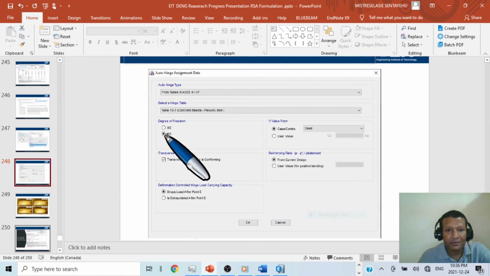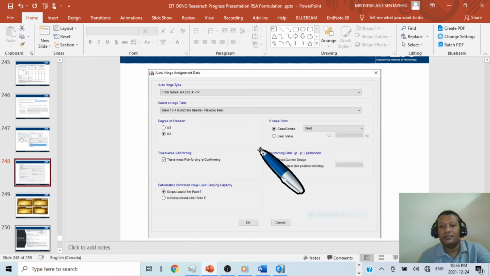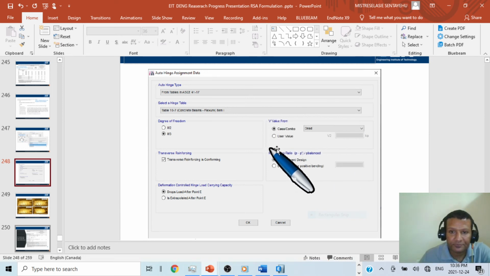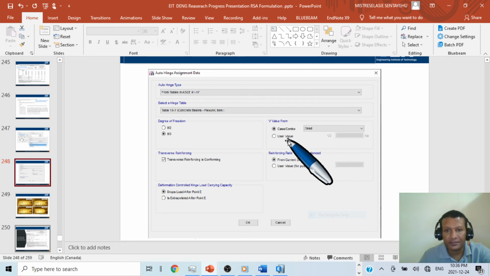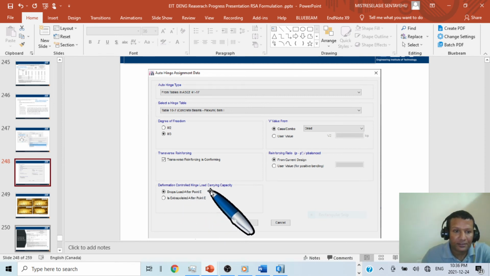Concrete beam, M3 is the type of freedom, dead load or live load, from where V comes from. There is a lot of calculation on how to find this V, because this V shear force is the maximum shear force at the maximum moment after you apply your loading in your nonlinear structure. So this V should be determined. This is drop load after point E, or extrapolate.